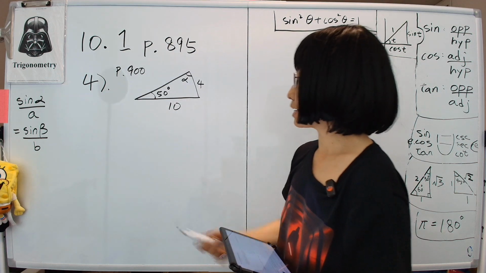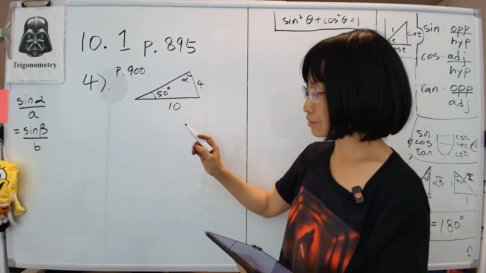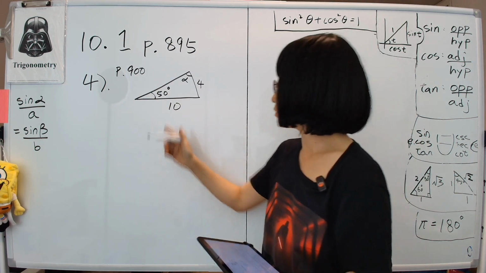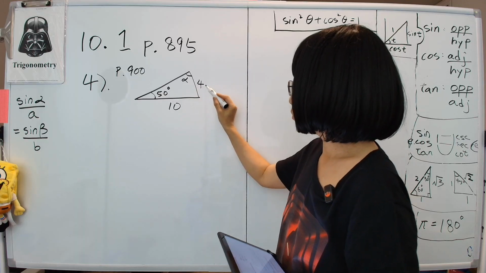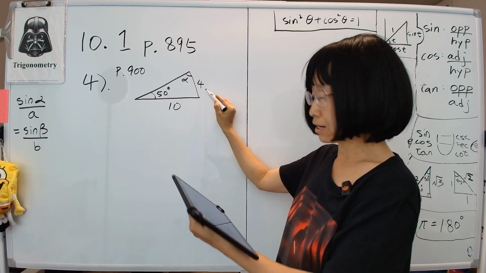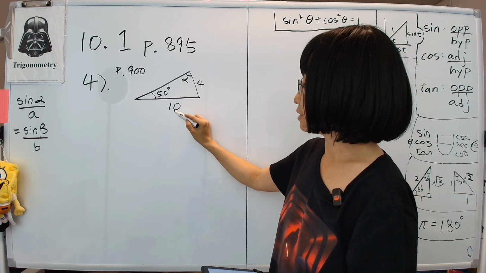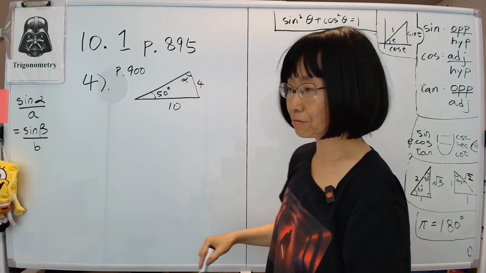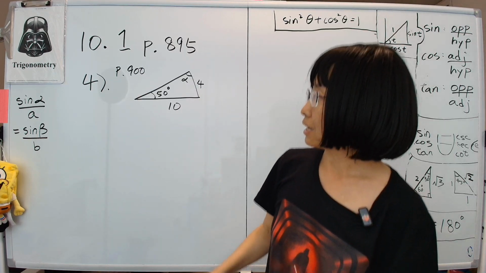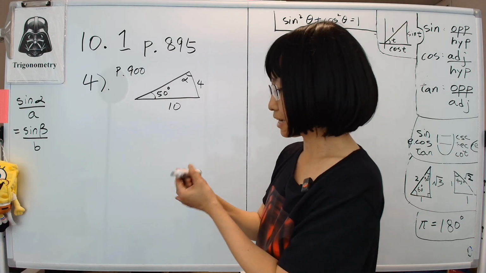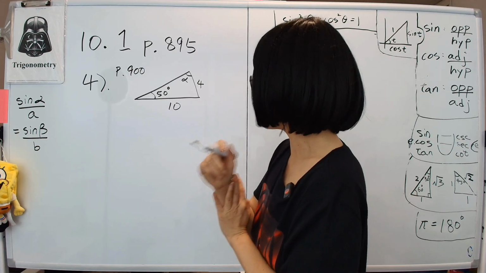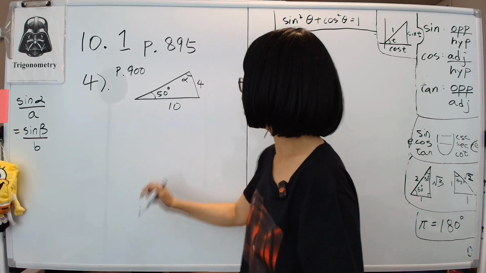Next, let's look at example 4 on page 900, where we're supposed to calculate stuff of this triangle where one side is 4, and the 4 faces the angle that's 50 degrees, okay? And then another side is 10, and we need to figure out what that angle is. So again, we are going to use the law of sine. We have one trick up our sleeve today, and we're going to use it for everything.